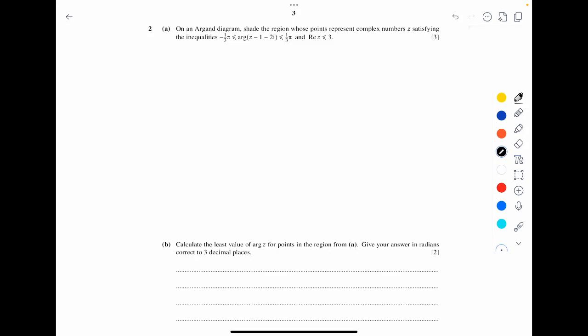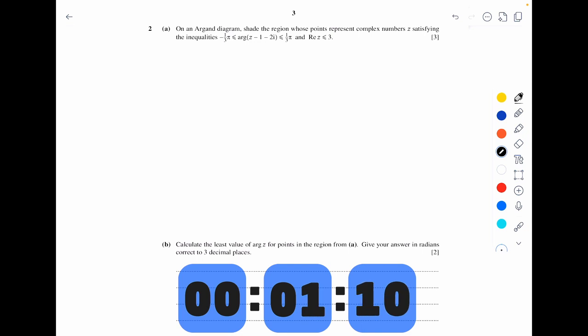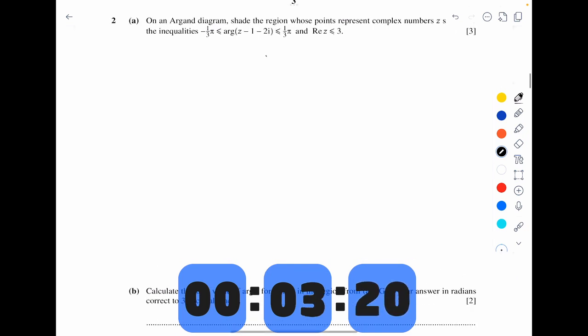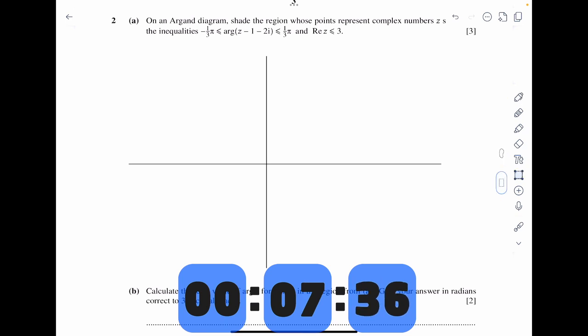Now for number 2a, it wants us to sketch the conditions here on an Argand diagram. So I'm going to solve this problem within 3 minutes, and we'll get to question B after. So without further ado, let's start the timer. Okay, 3 minutes is on. So first things first, I'm going to draw my Argand diagram. Boom. 1 minute per mark, remember.